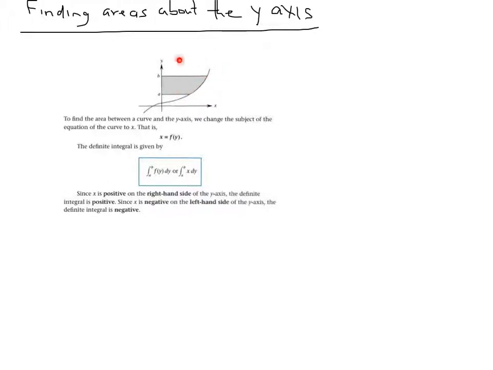If it's on this side, where x is positive, then the area is positive, and if it's on this side, it's negative. You remember, if it's about the x-axis, where y is positive, up the top, it's positive, and where y is negative, the area is negative. So this is just swapped around, and it's exactly the same. B and A are now y values, and it's x dy.